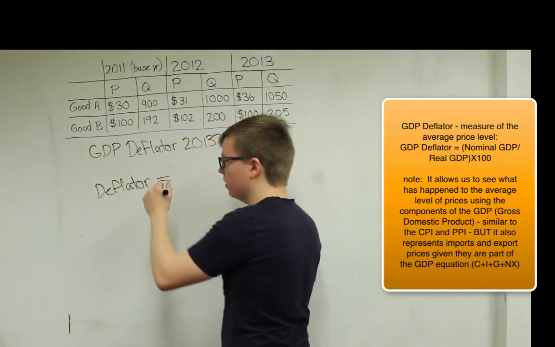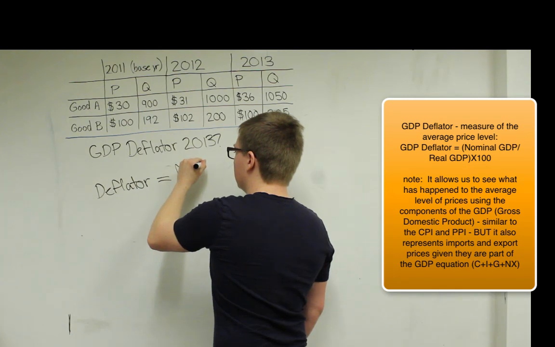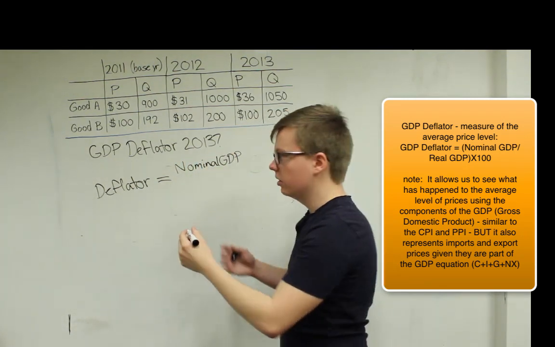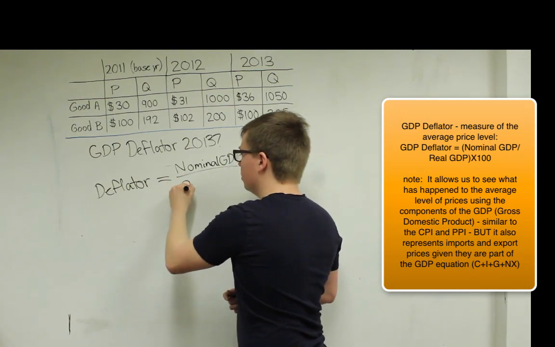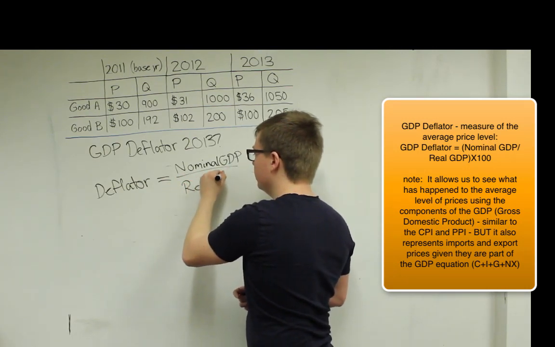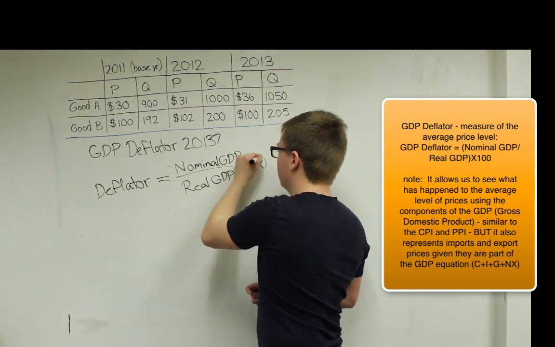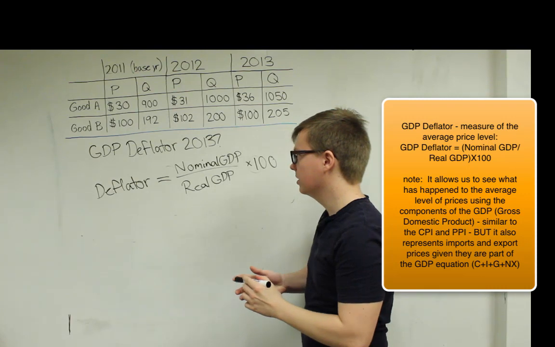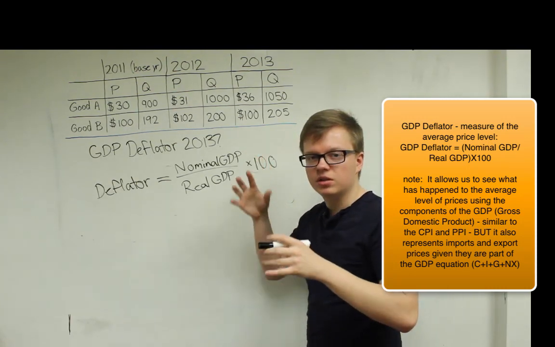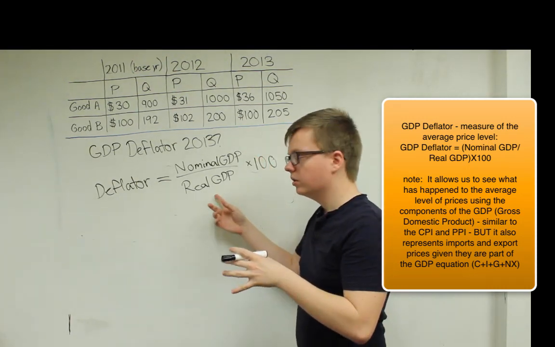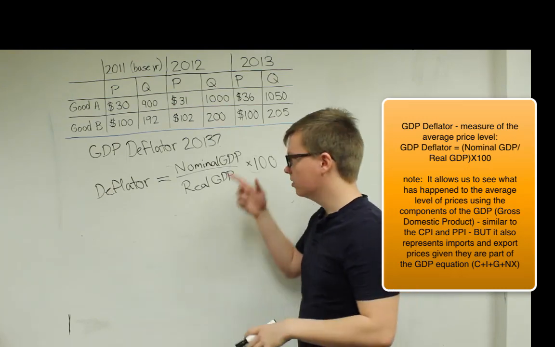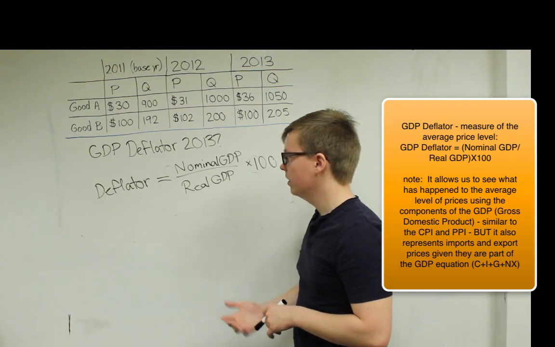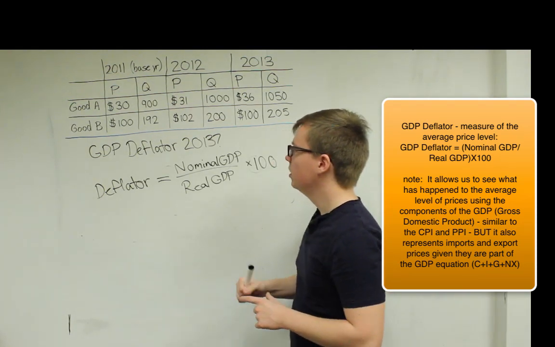The formula for how you calculate it is you take your nominal GDP for whatever year you're looking at, you divide by the real GDP, and you multiply by 100. The reason this tells you about inflation is because nominal GDP uses the prices in the current year and real GDP uses the prices in the base year, so it gives you a ratio of those prices. And in that sense, it's like inflation.